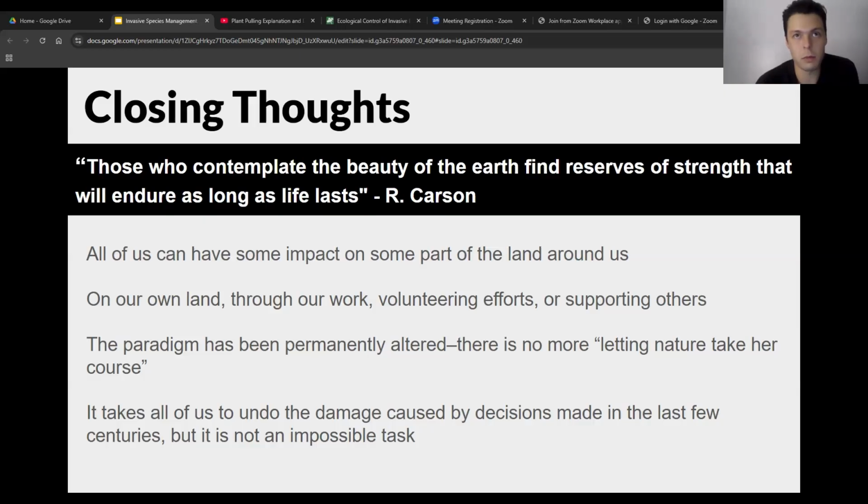Because if we leave them alone, we've messed up the disturbance regimes. We've created these niches for invasives and all of these other things. We've created a system that is unable to function on its own anymore. And so it's going to need a little bit of a hand.